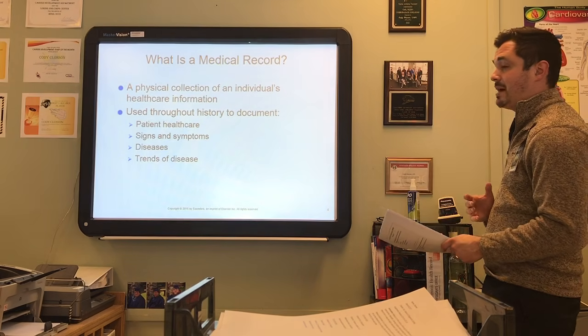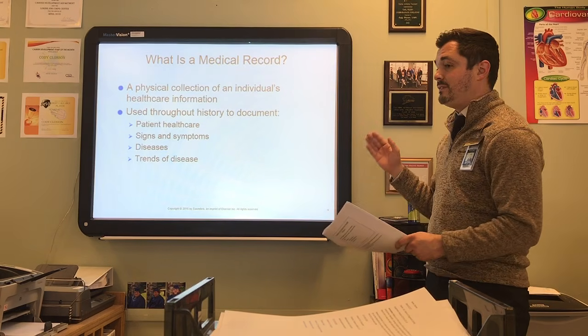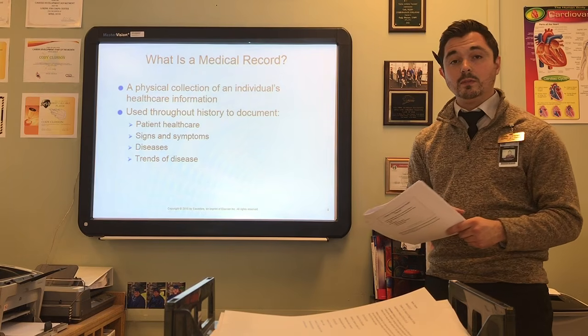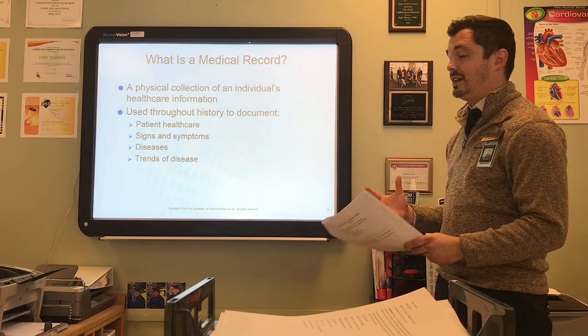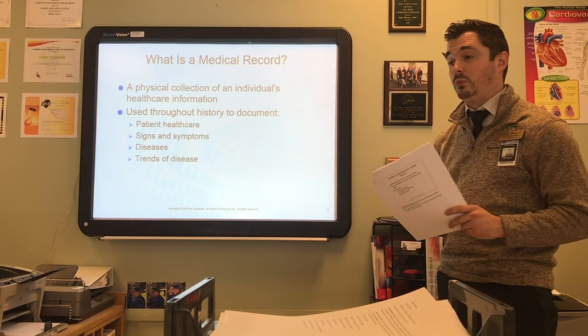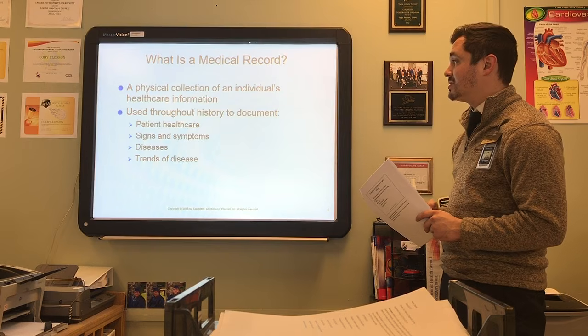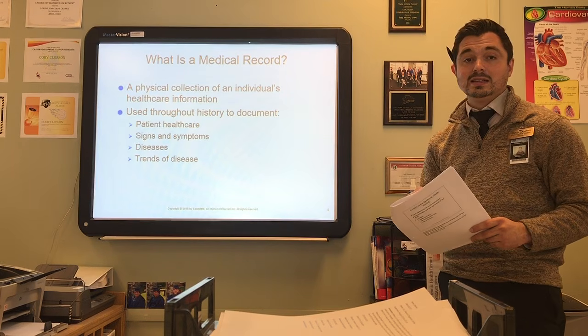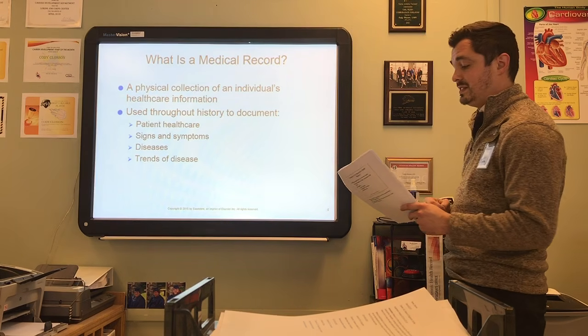So basically, what is a medical record? A medical record is a physical collection of an individual's healthcare information. Now, it can be everything and anything that goes on with that person health-wise. And they've been used throughout history to document patient healthcare, signs and symptoms, diseases, and trends of diseases.